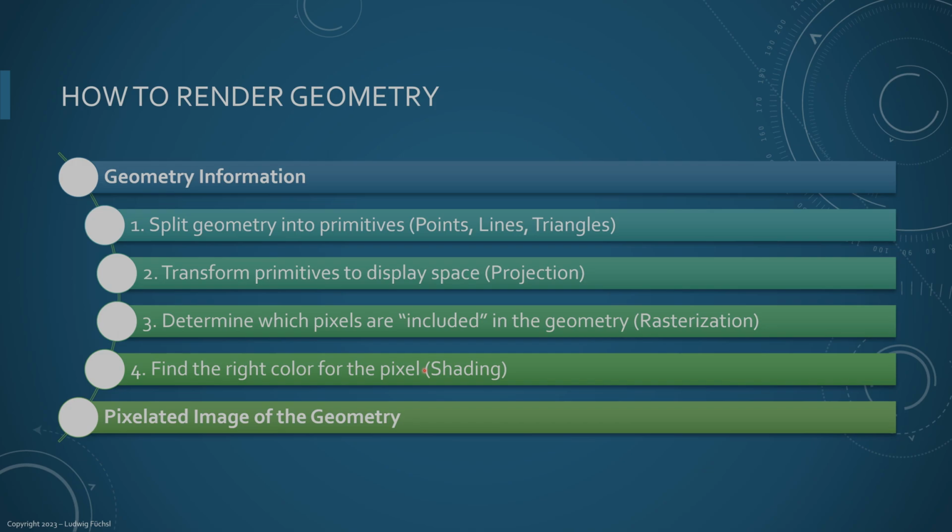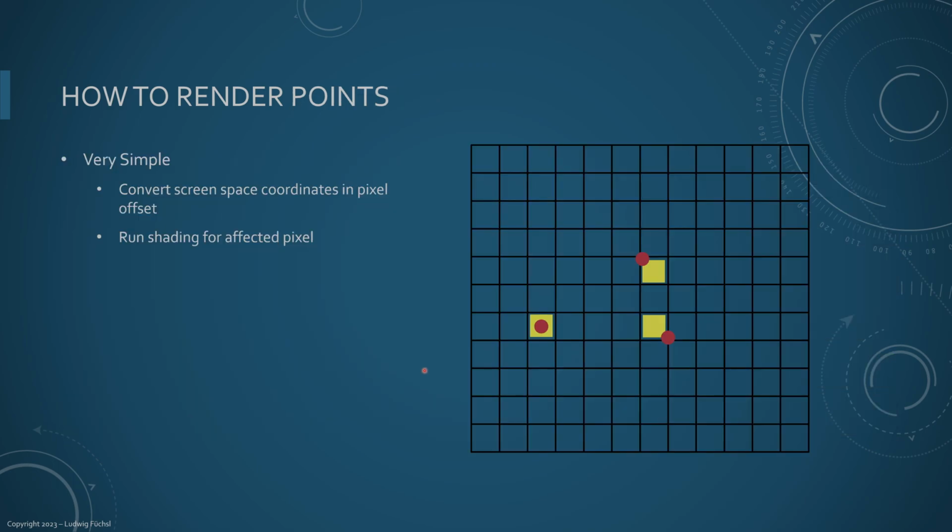But yeah, so that's the whole idea, right? We start with some geometry information. We are splitting this into points, lines, and triangles. Should already be in that format. We need to transform this so that we can display it on the screen. We need to rasterize it so that we know which pixels are affected, and then we need to compute the pixels themselves. And well, we have rendered geometry.